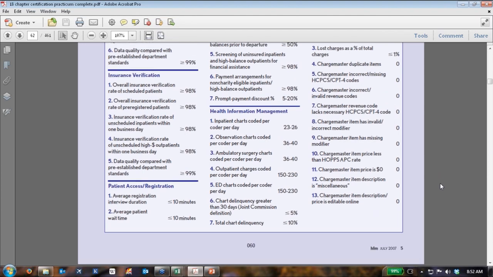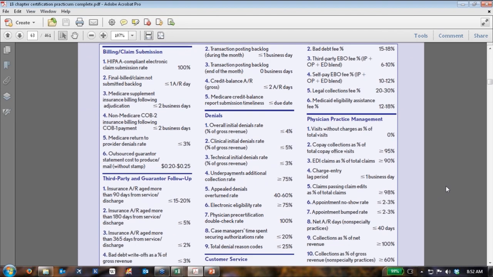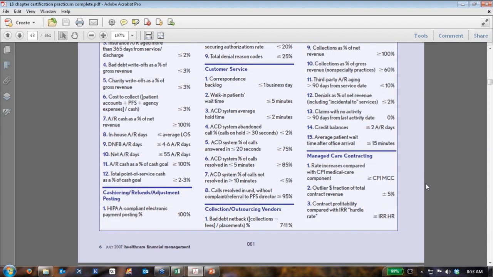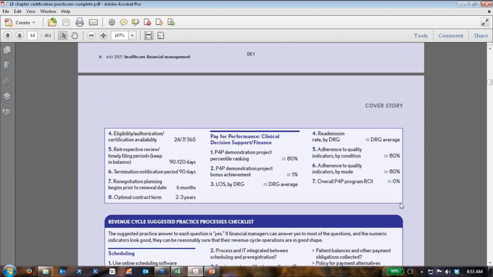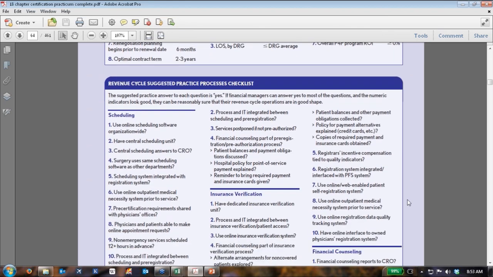So in any case, these are his best practices listed, and you don't need to memorize a single one of these. They're in your book, number one, as a reference for your work in healthcare financial management, and secondly, just as a way to appreciate and understand what some of the components of the revenue cycle are. So first of all, he has all of these quantitative benchmarks, and there's a lot of them. Then he has a best practices checklist.